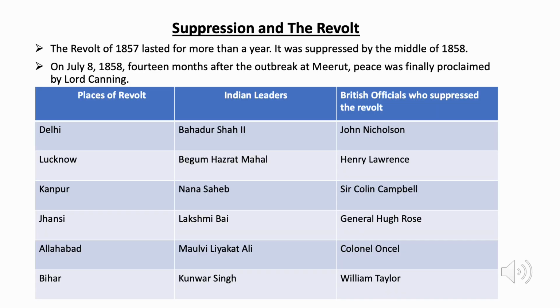Suppression of the revolt. The revolt of 1857 lasted for more than a year. It was suppressed by the middle of 1858. On July 8, 1858, 14 months after the outbreak, peace was finally proclaimed by Lord Canning at Meerut. Some of the places of the revolt and the British officers who suppressed it: in Delhi, it was suppressed by John Nicholson, in Lucknow by Henry Lawrence, and in Bihar by William Taylor.